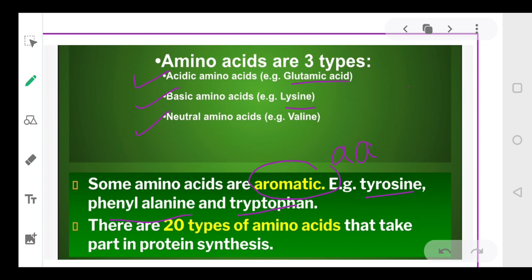Now, as I told you, we can have more than 500 amino acids, but out of these, only 20 amino acids are present in the genetic code. This means they take part in protein synthesis.